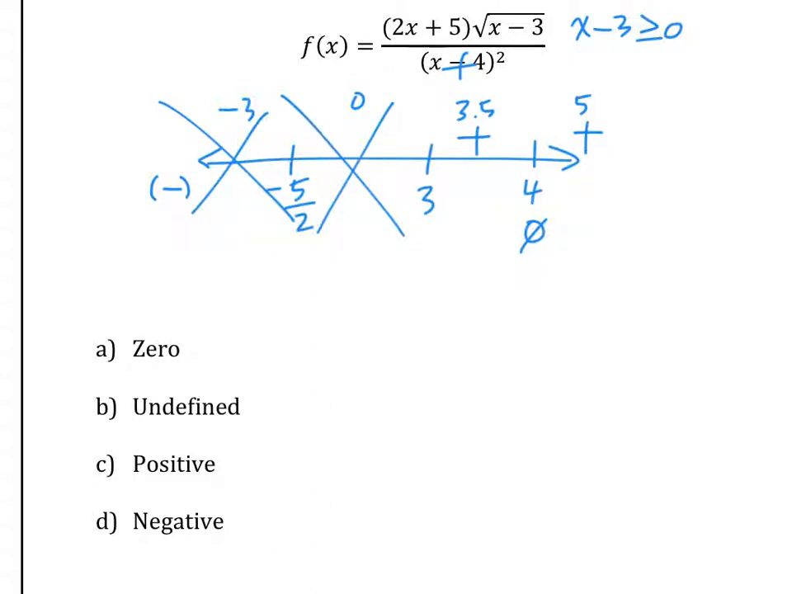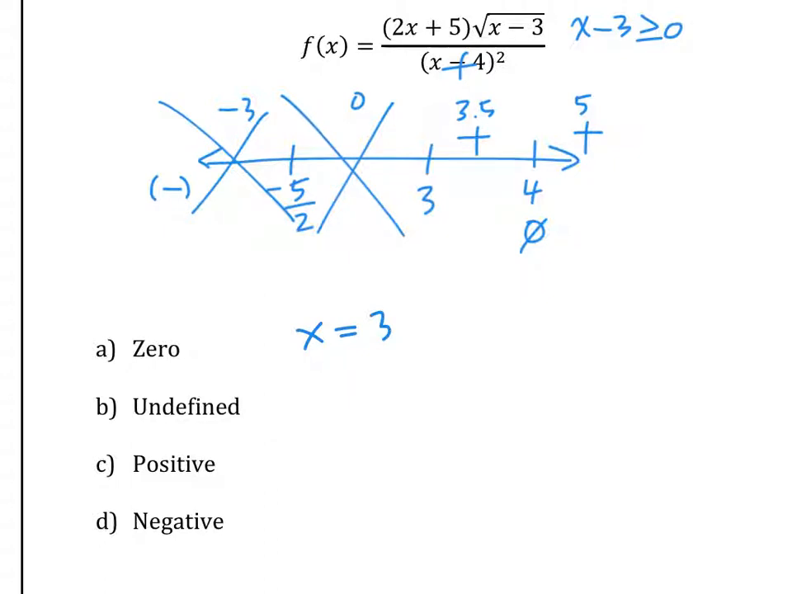What makes it 0? Talk to your partner. What makes it equal to 0? What makes it 0? 3 only. Okay, negative 5 over 3 power of 2 is not going to work. It's going to make the whole thing undefined.